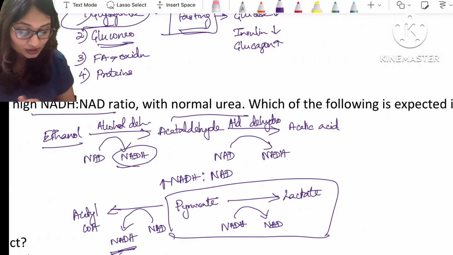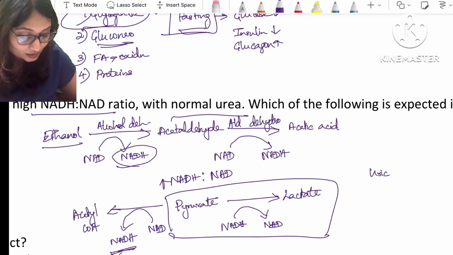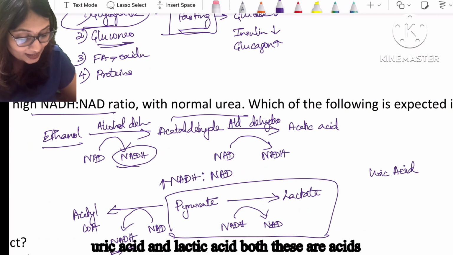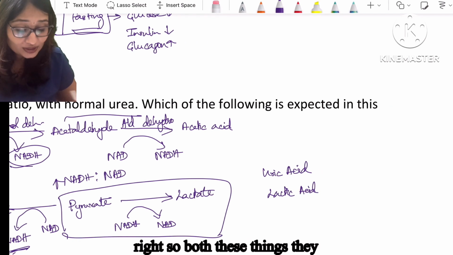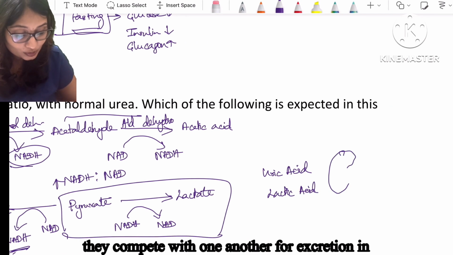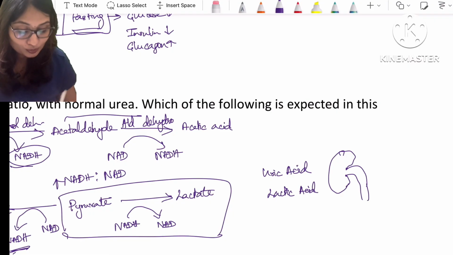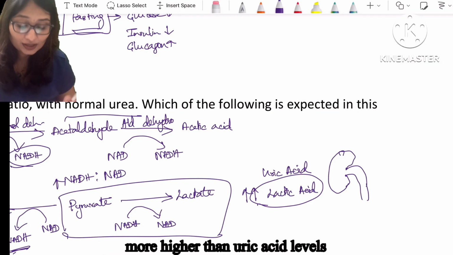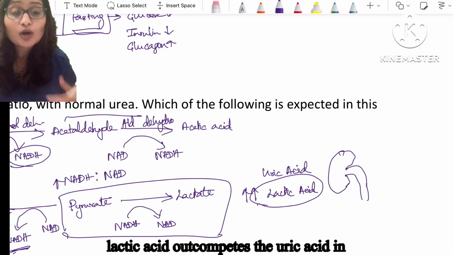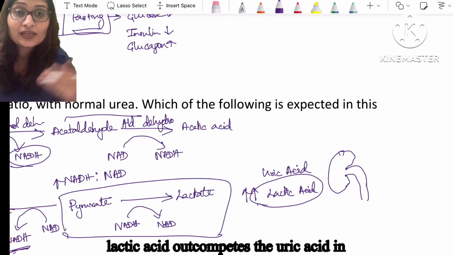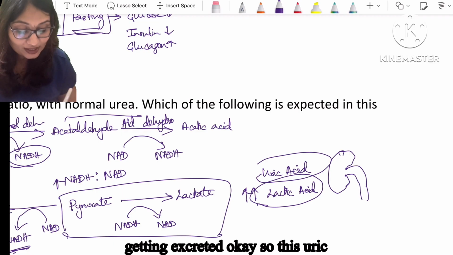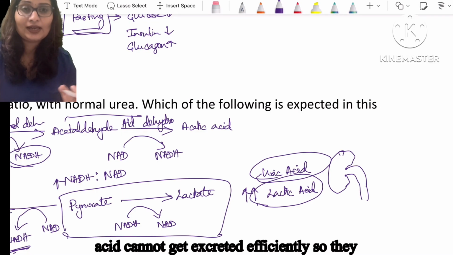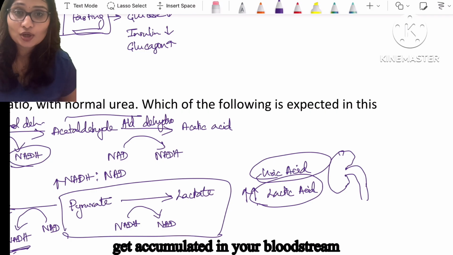Why? Because uric acid and lactic acid, both these are acids, right? So both these things compete with one another for excretion in the renal tubules. Because lactic acid levels are much higher than uric acid levels, lactic acid outcompetes the uric acid in getting excreted. So this uric acid cannot get excreted efficiently, so it gets accumulated in your bloodstream.